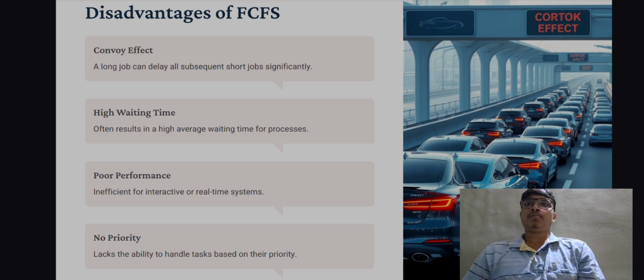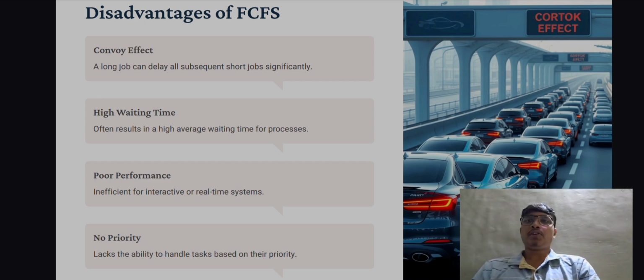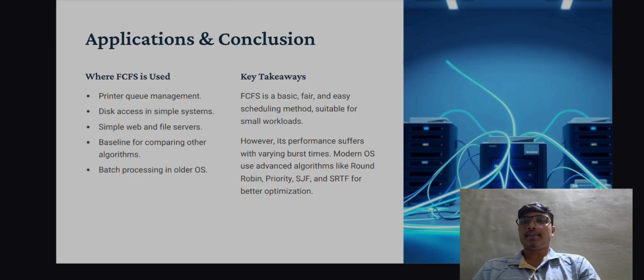Okay, next, modern operating systems use better algorithms like round robin, SJF, and priority scheduling. That's all. Okay, thank you.